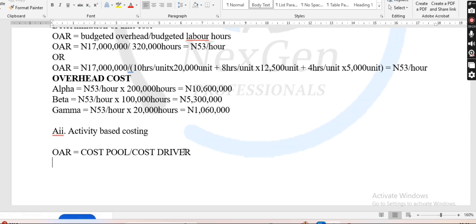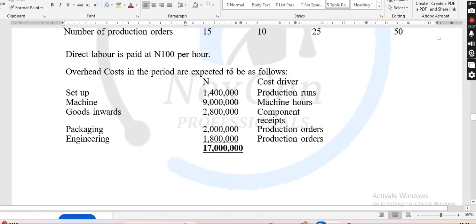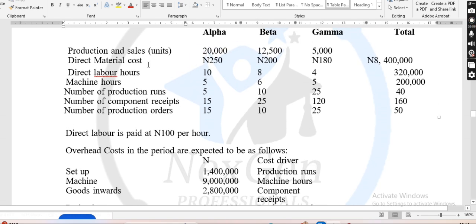Now, the first thing we need to pick, let's quickly go and pick it: the cost pool. What is our cost pool? We have setup, right? Can you see it? Setup is based on production runs, which means that the cost of the setup for the three products is 1,400,000. That is the cost.